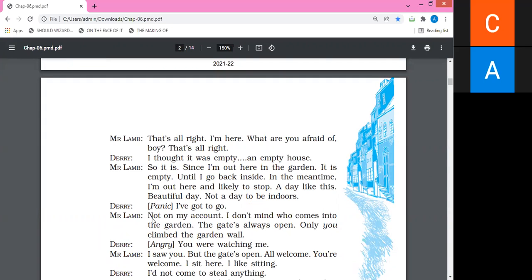So that is already had spoken very fine words. What does it highlight? It highlights that Mr. Lamb was a very kind personality. He was extrovert. He used to love humanity. I think it is very clear up to this particular point. Let's move. Very angry. You are watching me.